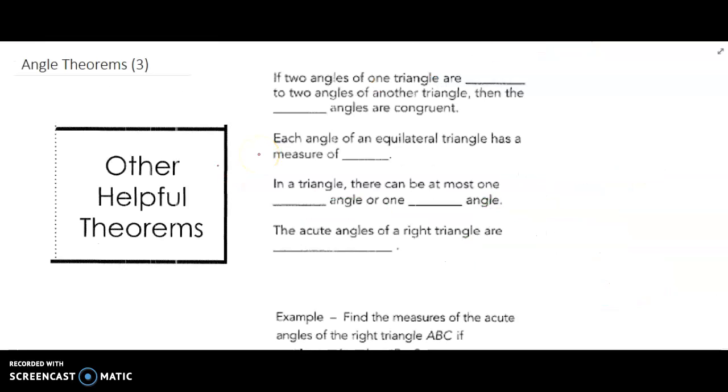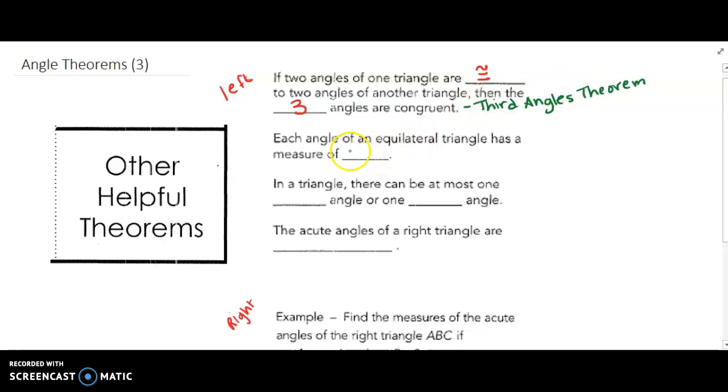Okay, so there's a couple other helpful theorems or helpful hints that this talks about. So the first one, remember this is on the left-hand side right here, and this is on the right-hand side down here. So it says if two angles of one triangle are congruent to two angles of another triangle, then the third angles are congruent. Okay, now this is also called the third angles theorem.